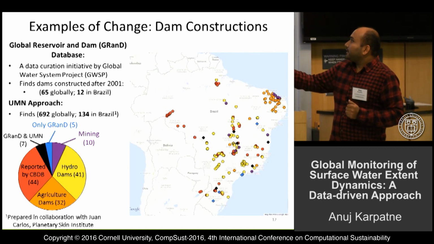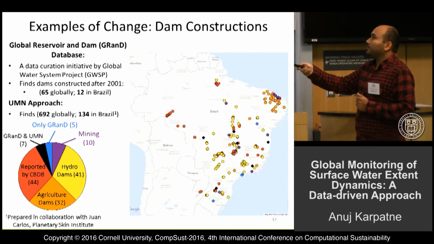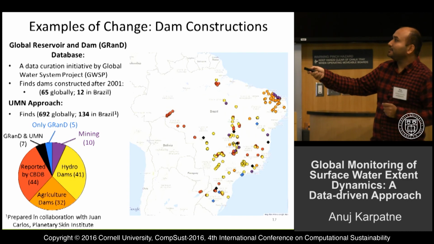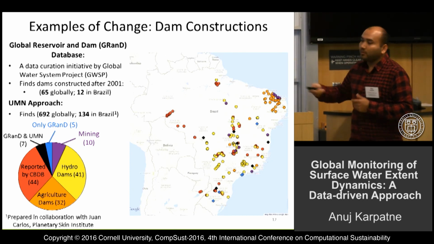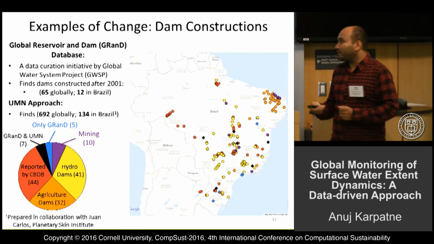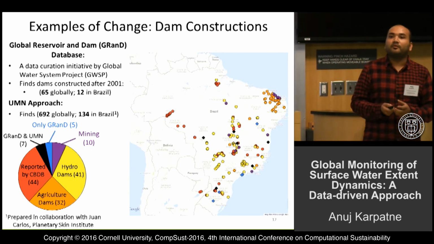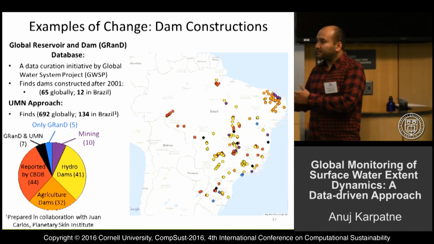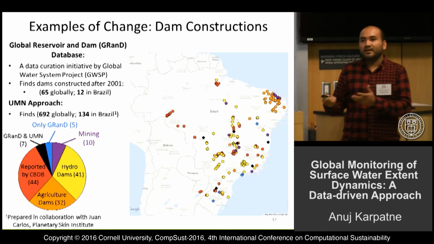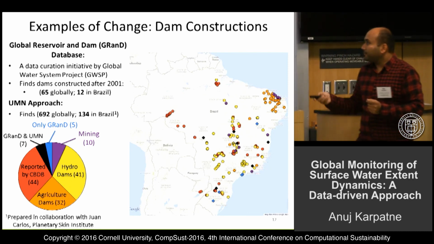And here is just a map to do a comparison in Brazil. So the black and the blue dots that you see in this image are what is reported by GRanD. All the other colors are what is missing and we are finding. So this just gives an example of the scale of the knowledge gap in existing collaboration efforts, and the promise in using remote sensing data to reduce them.